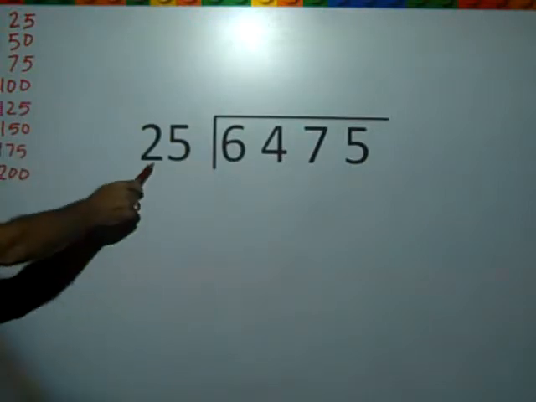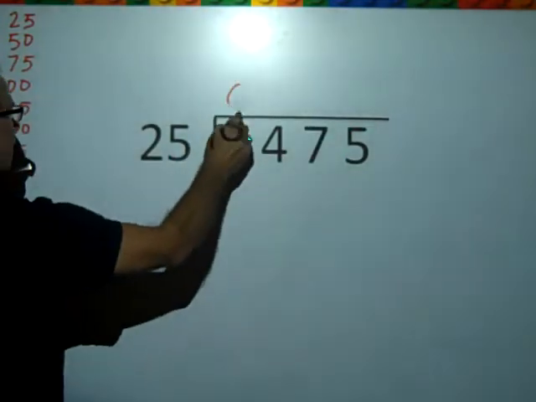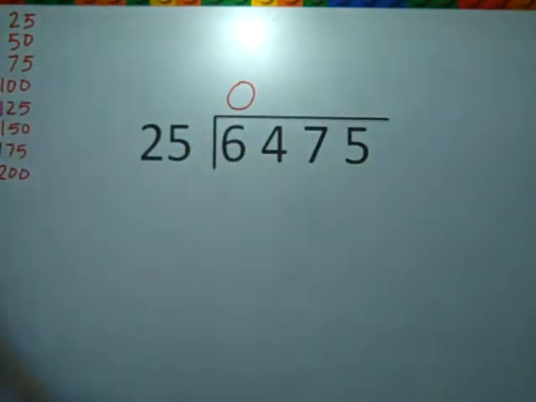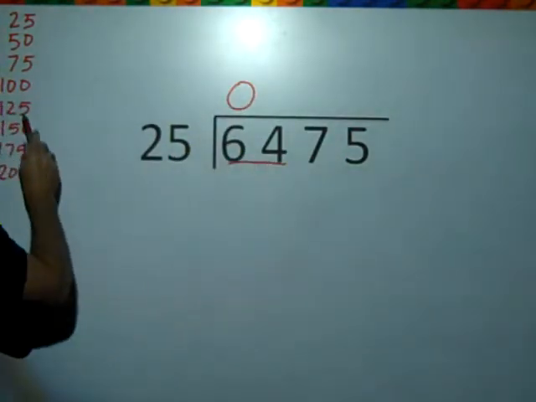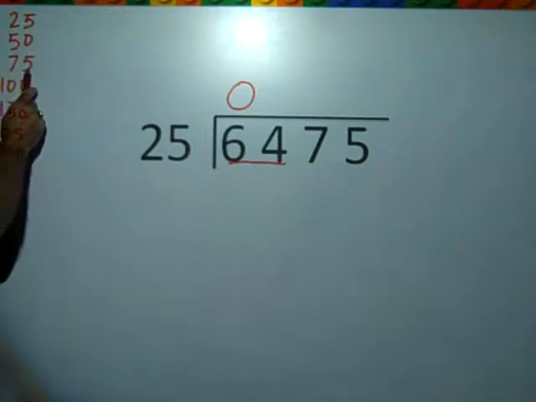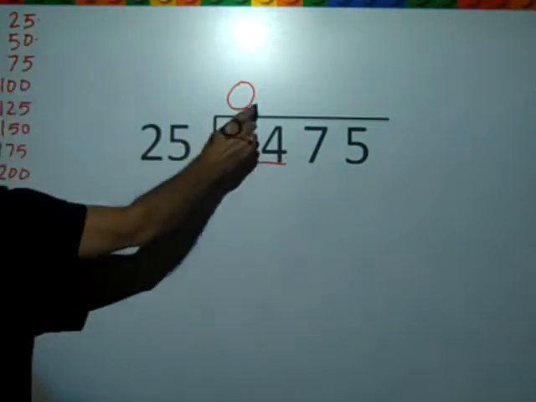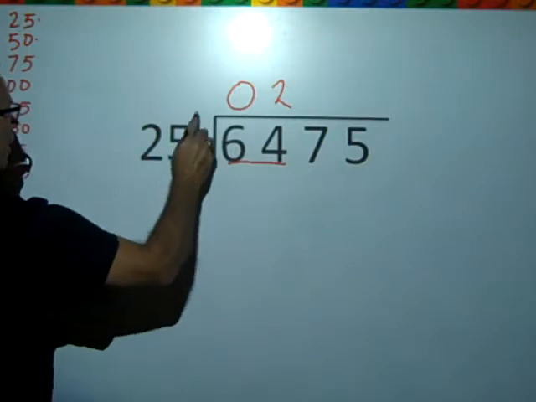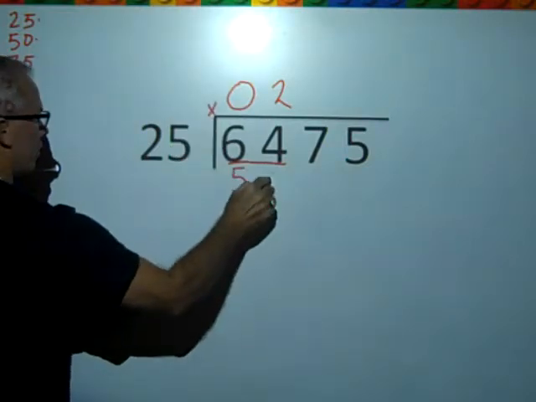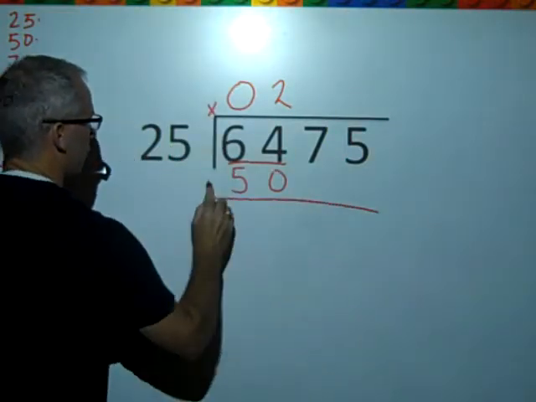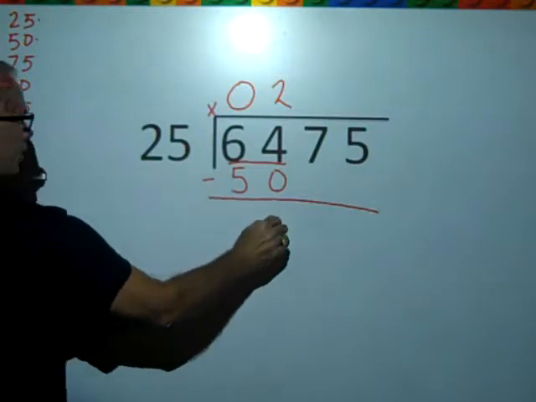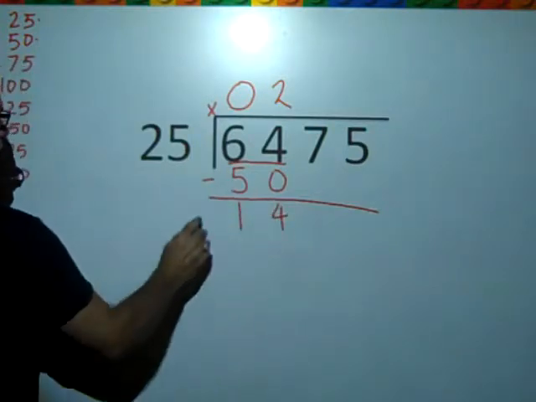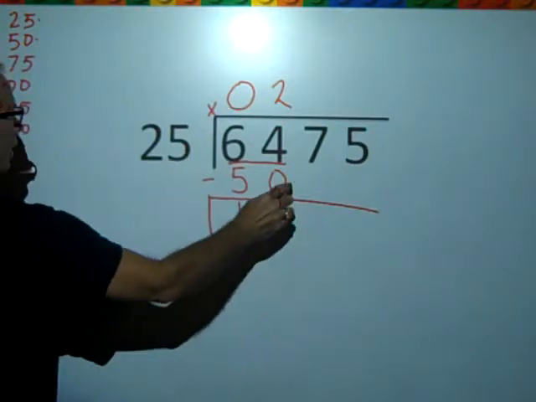So how many 25s can I make out of 6? That's a big 0. How many 25s go into 60? 25, 50, 75 is too much. So 1, 2 groups, 2 25s gives me 50. I subtract, that gives me 14. 14 is less than 25, I'm good.